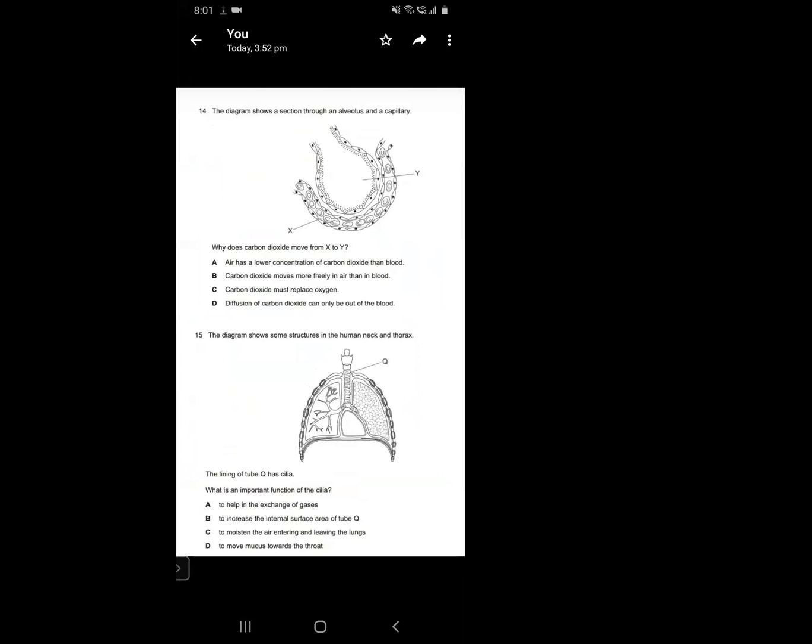Why does carbon dioxide move from X to Y? Okay, you tell me the options. Discuss the options with us. Air has a lower concentration of carbon dioxide than blood. Carbon dioxide moves more freely in air than in blood. Carbon dioxide must replace oxygen. Diffusion of carbon dioxide can only be out of the blood.